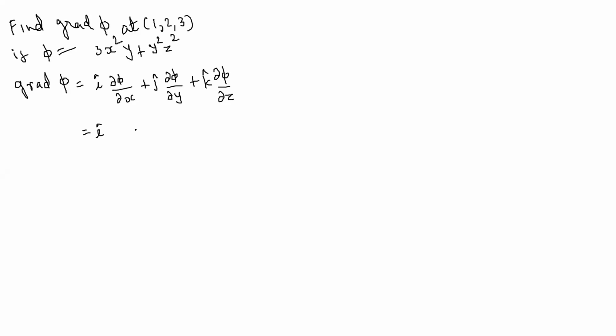Now, please give me del phi by del x. 6xy. Very good. Del phi by del y will be 3x square plus 2yz square.